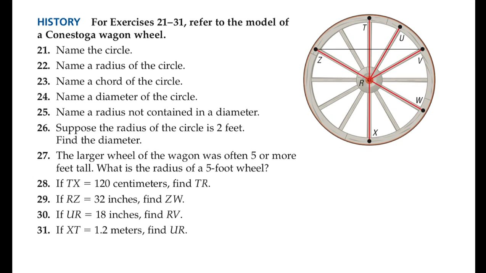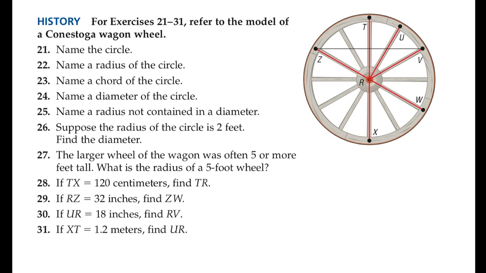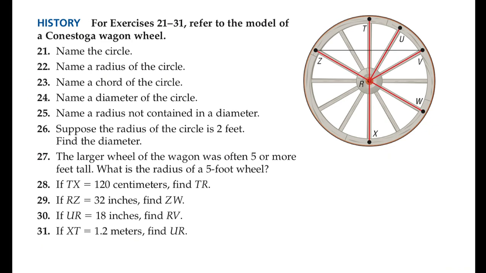Refer to the model of a Conestoga wheel, wagon wheel, okay. Let's do it. Name the circle. Well, that's circle R. Name a radius, so R to any of the points on the circle. I'll say RZ. And then name a chord. So I'm going to name the one drawn right there, so ZV, but there's other ones shown. For example, TX is a chord. So I'll do ZV.